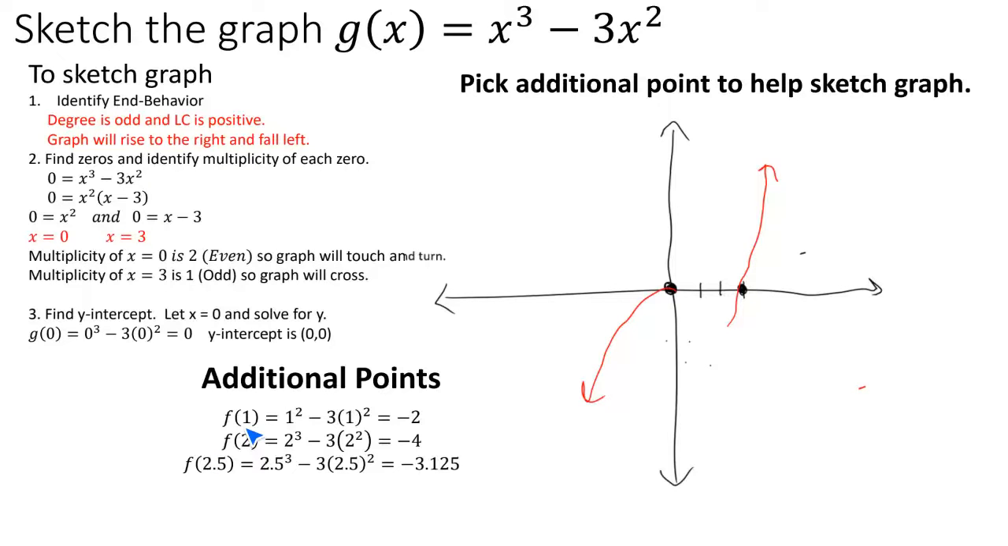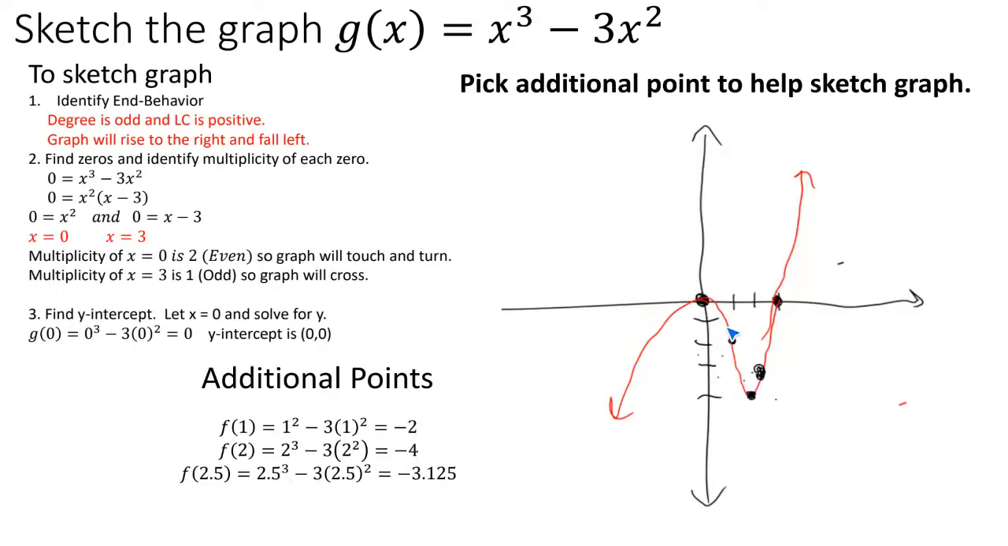So if x is 1 and I plug it into my equation right here, then I get 1 cubed minus 3 times 1 squared, which is equal to -2. And if I plug in a 2, I get 2 cubed minus 3 times 2 squared, which equals -4. And I actually picked 2.5 as well. I simplify, and I get this point.